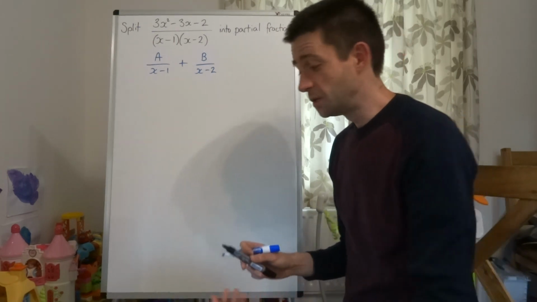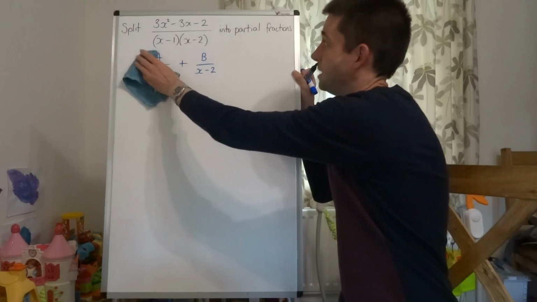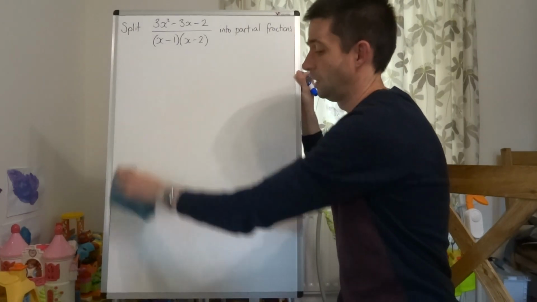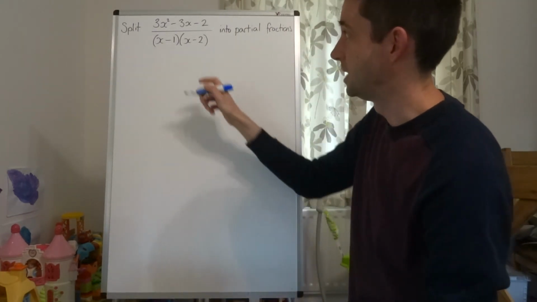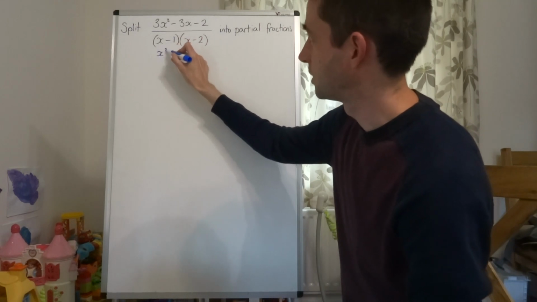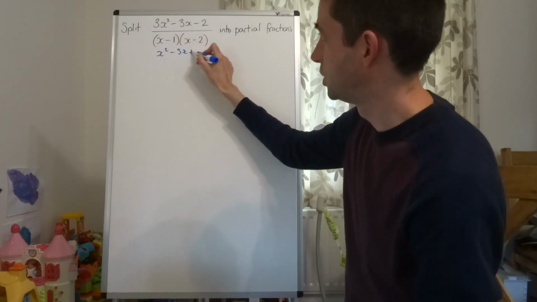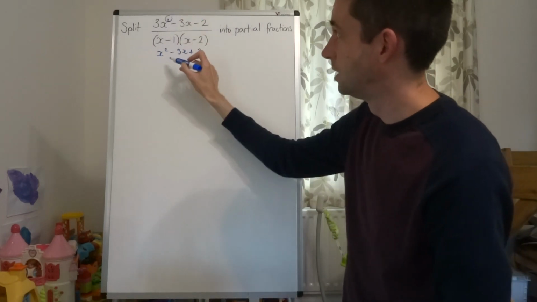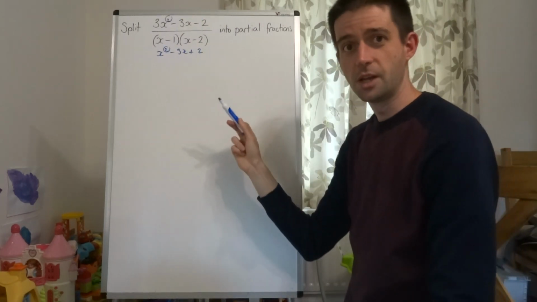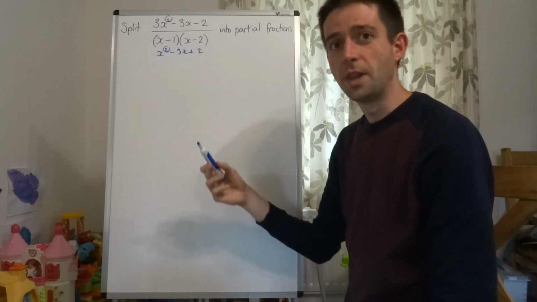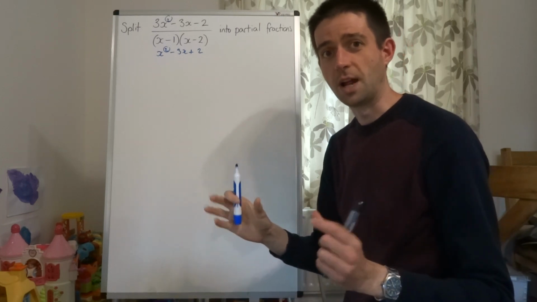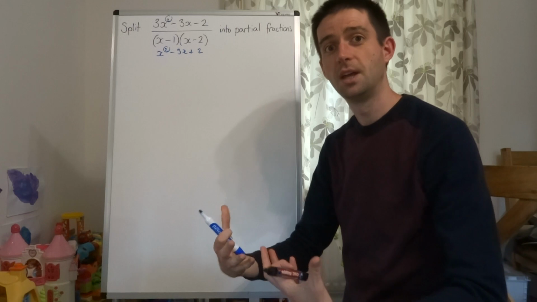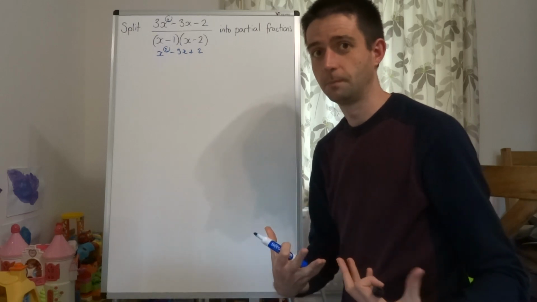How do I know to do that? Well, how you know to do that is that if you were to multiply out the denominator, which would be x squared minus 3x plus 2, you can see that the highest power on the numerator is the same as the highest power on the denominator. And what that means is it doesn't split straight into fractions. You have a whole number part and then you have some fractions.